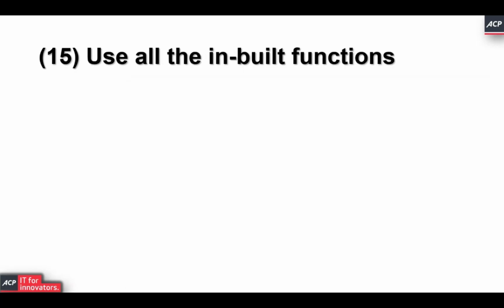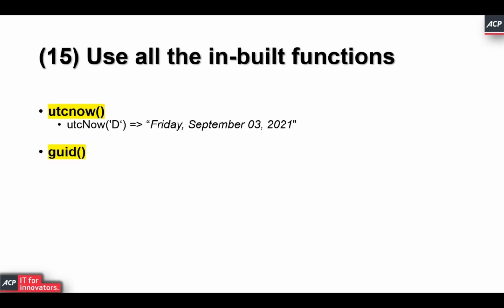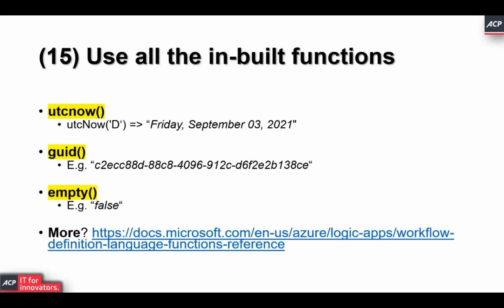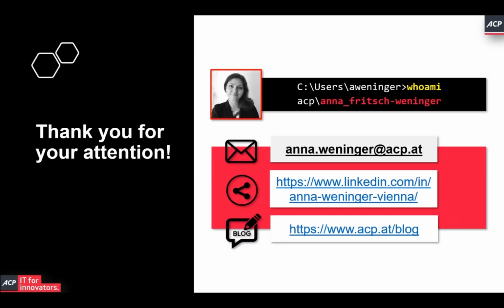And lastly, use all of the inbuilt functions. I said at the beginning that you can add functions such as UTC Now, which gives you the current date, a UID generator, which gives you very lovely standardized unique IDs. You can check for whether information is empty and so on and so forth. And of course, you can stack them all within each other. So really make sure that when you're working with data and you want to transform data, you're using all of the built-in functions.